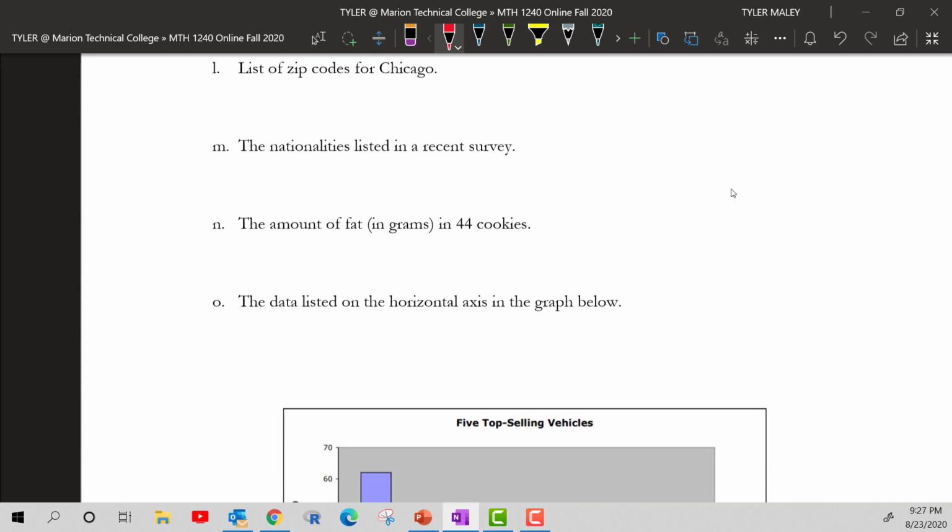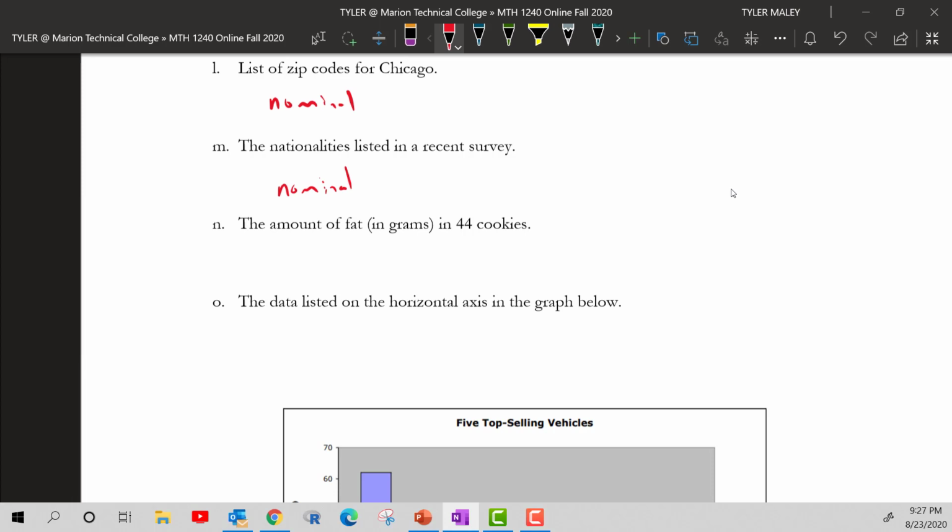The next is a list of zip codes for Chicago. Zip codes are qualitative, so this would be nominal. I should have mentioned, it's nominal because there's no order. Order doesn't make sense. If you have a higher zip code, it doesn't necessarily mean anything. M, the nationality listed in a recent survey. Your nationality is qualitative. Order doesn't apply here, so this is nominal.